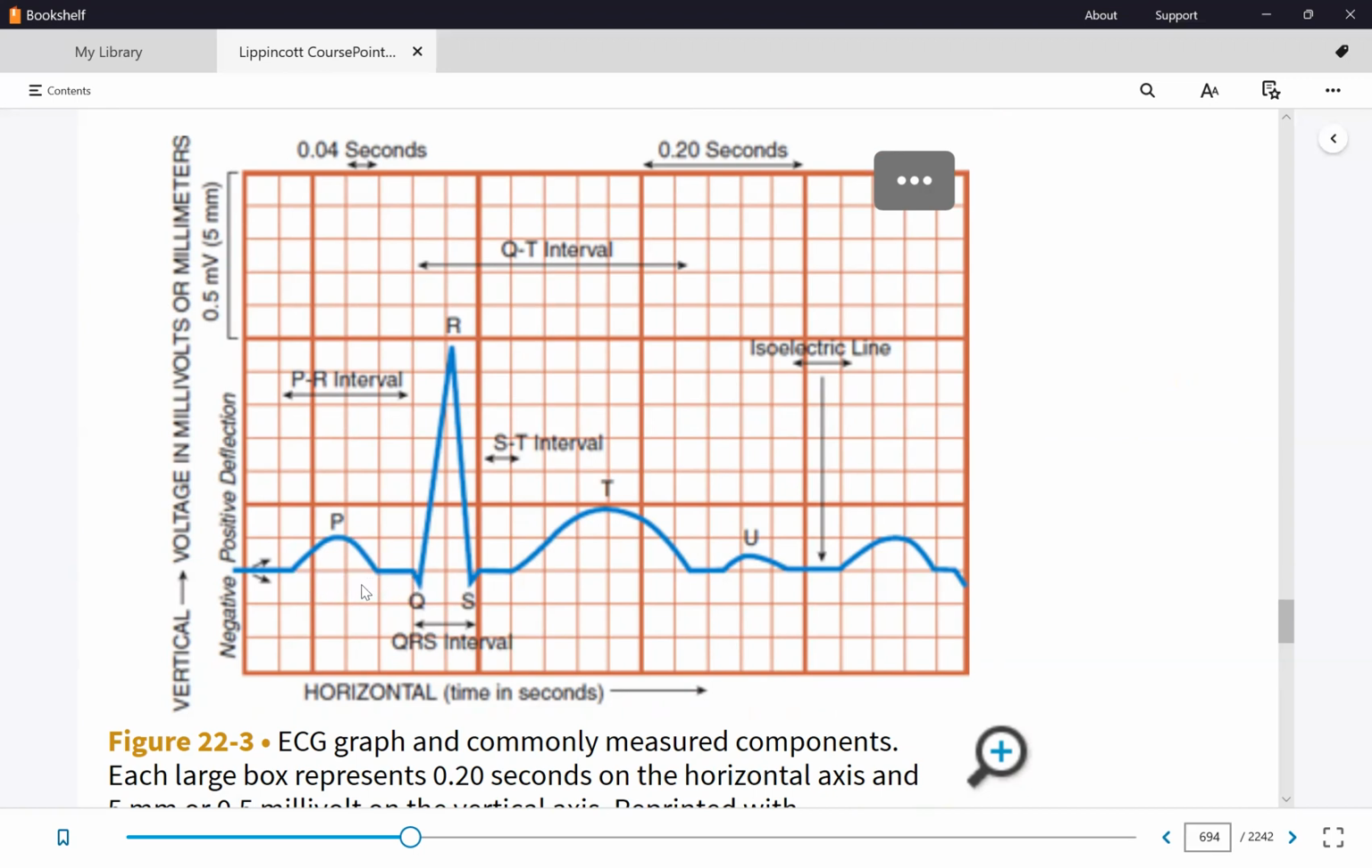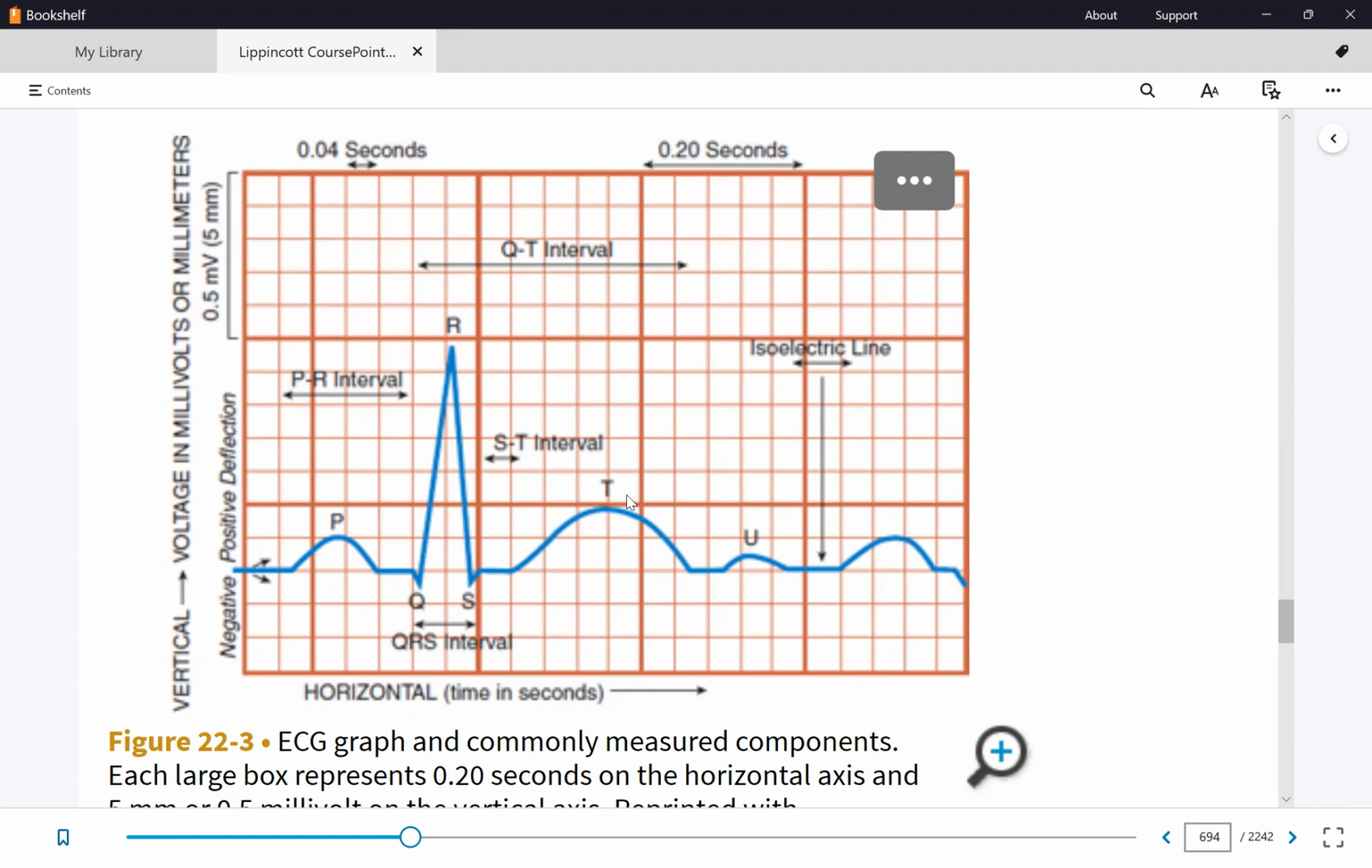So for us to measure, we need to know how much each box measures. Each small box right here measures 0.04 seconds. Again, 0.04 seconds. So if you notice, a big box has how many small boxes in a line? 5. Okay, 1, 2, 3, 4, 5. So 0.04 times 5 equals 0.2 seconds. Okay, so therefore one big box is 0.2 seconds.